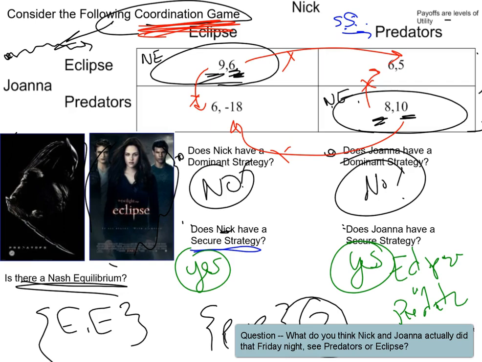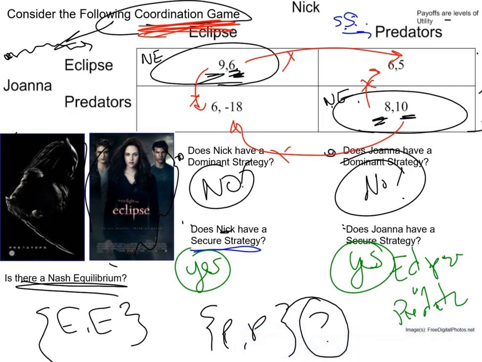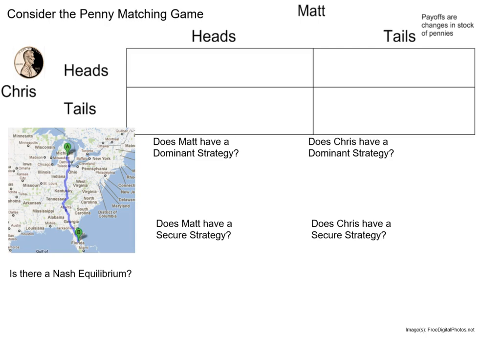Do you think that, so we've got two different Nash equilibriums. It would be best for them to coordinate and both go see the same movie, but which one do you think they did?